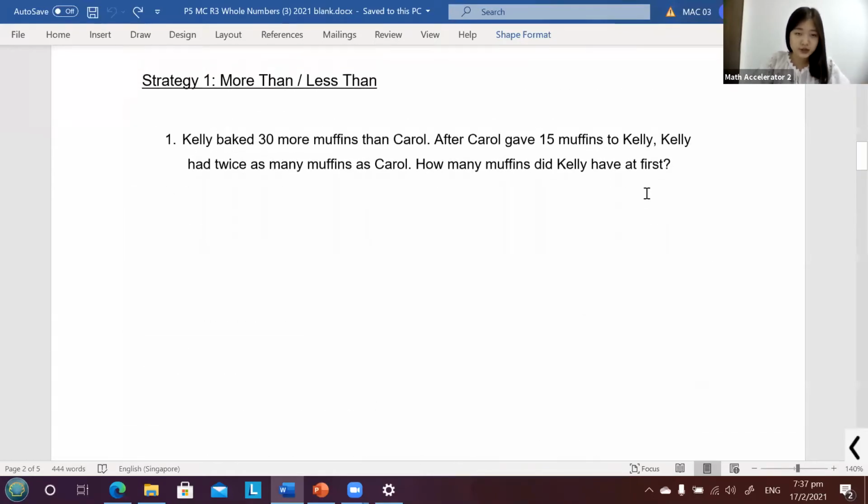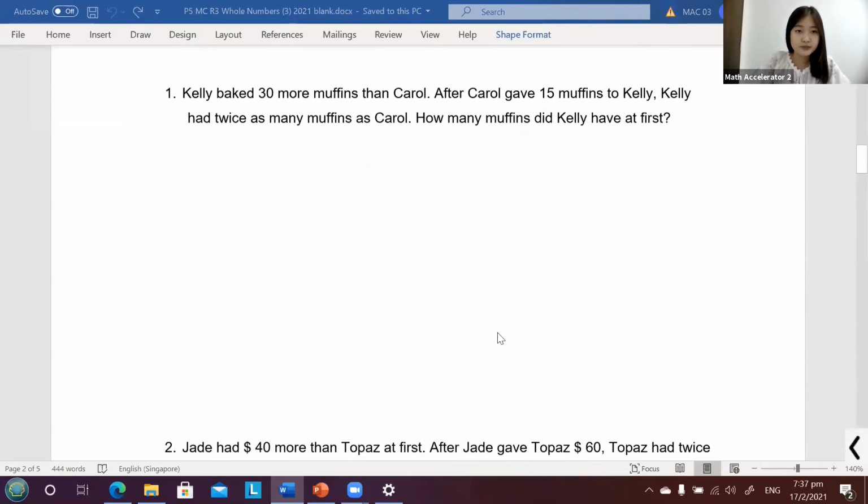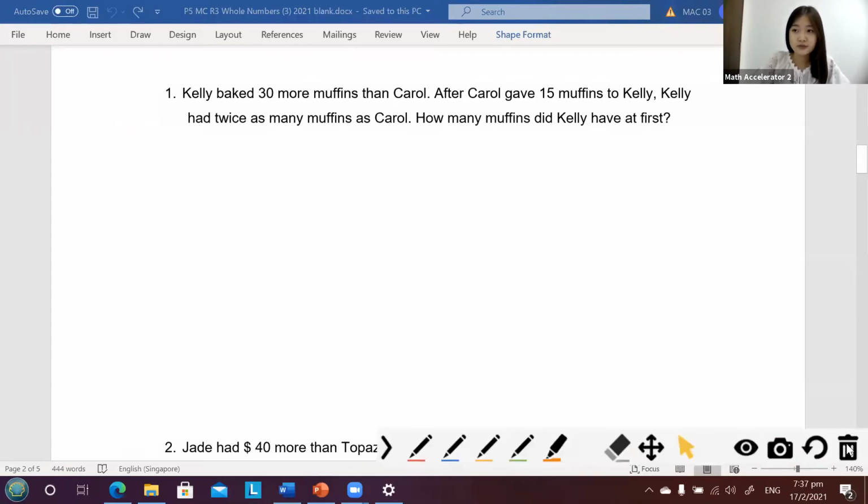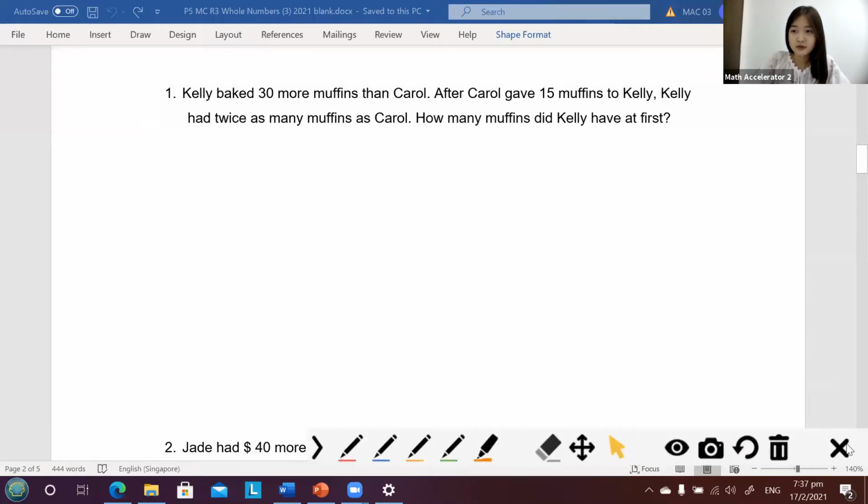So let's look at our first question here. Let's read the question. Kelly baked 30 more muffins than Carol. After Carol gave 15 muffins to Kelly, Kelly had twice as many muffins as Carol. How many muffins did Kelly have at first? You can find our worksheet on our website.